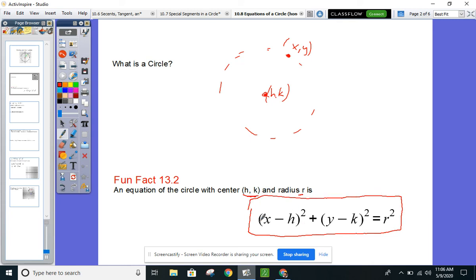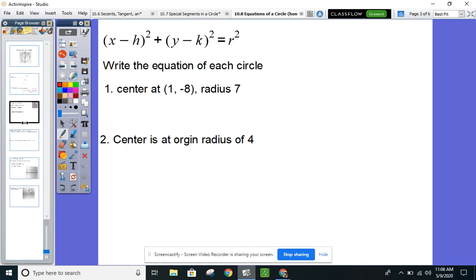Right here. Now, this is a quadratic equation. Well, not quadratic. It's a binomial. It's a perfect binomial that came from a quadratic. But let's actually put some numbers to this to make a little bit more sense. So, for example, here we have our equation: x minus h squared plus y minus k squared equals r squared. We're going to write the equation for each of these circles. The center is at 1, -8, and the radius is 7.